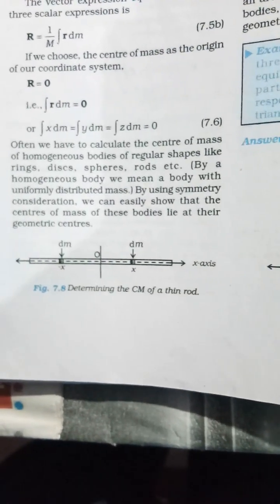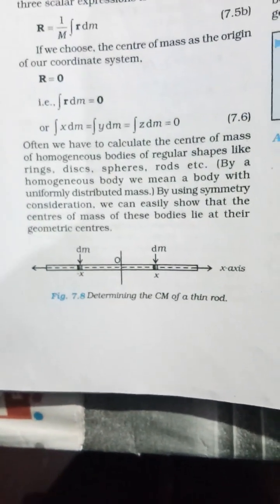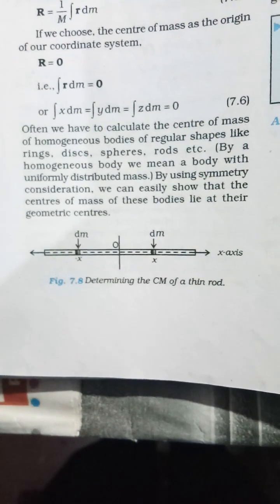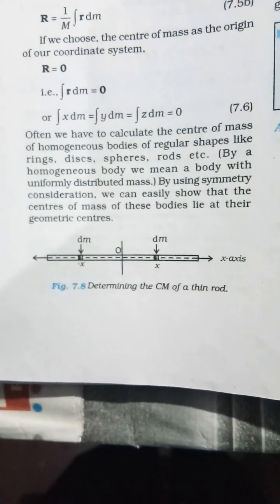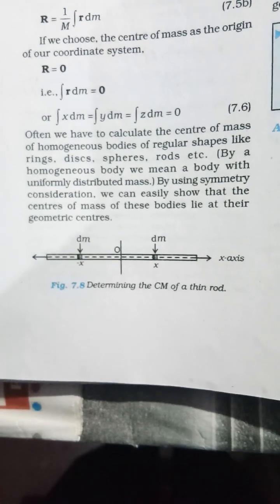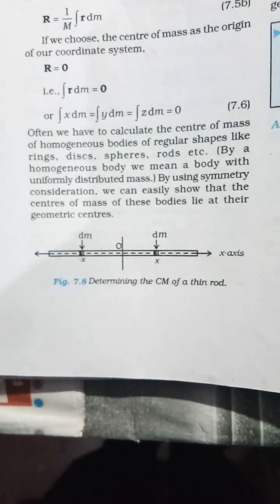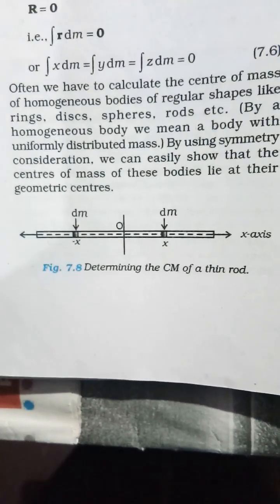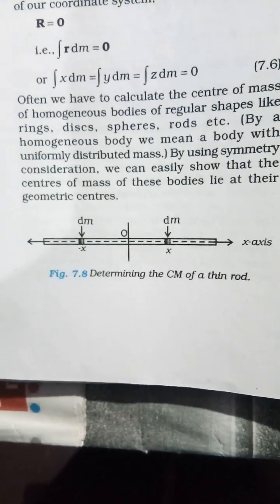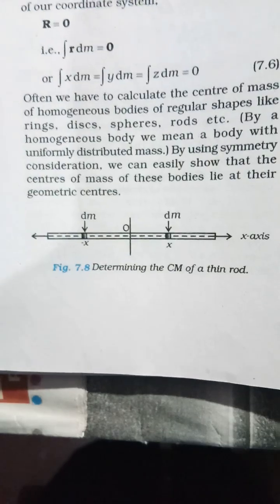Often we have calculated the center of mass of homogeneous bodies of regular shapes like rings, discs, spheres, rods, etc. By homogeneous body, we mean a body with uniformly distributed mass. By using symmetry considerations, we can easily show that the center of mass of these bodies lies at their geometric center. You will see here the determining of the center of mass of a thin rod on the x-axis.